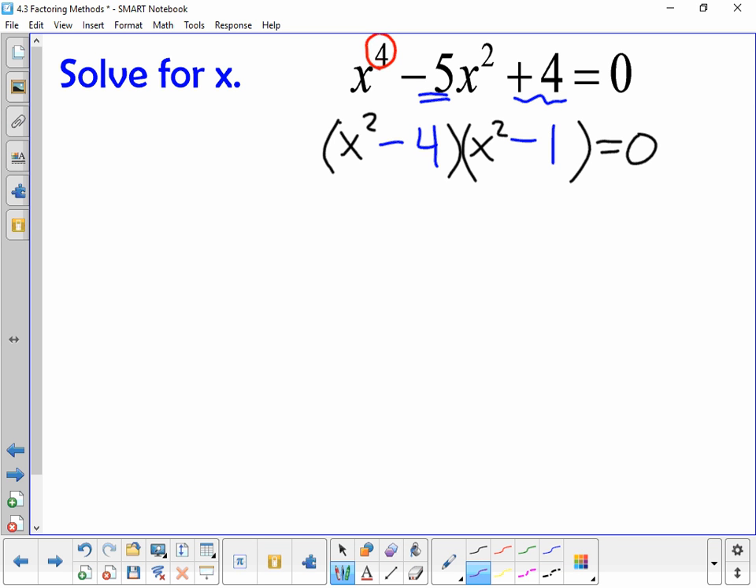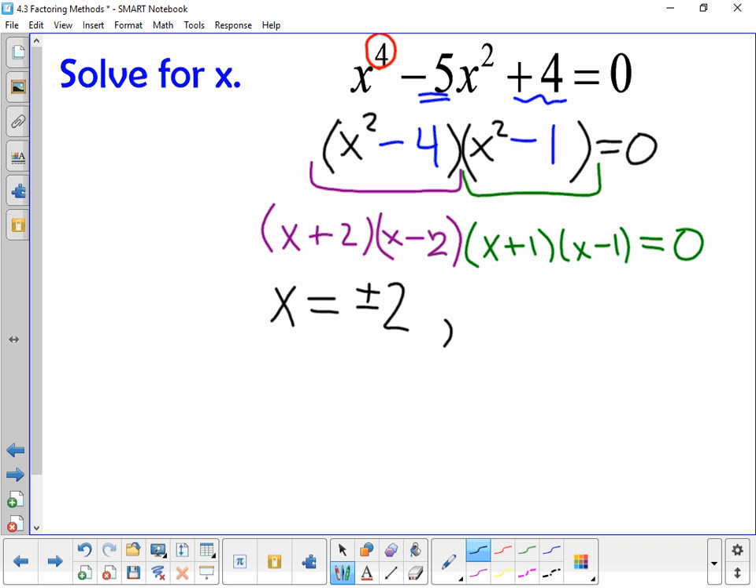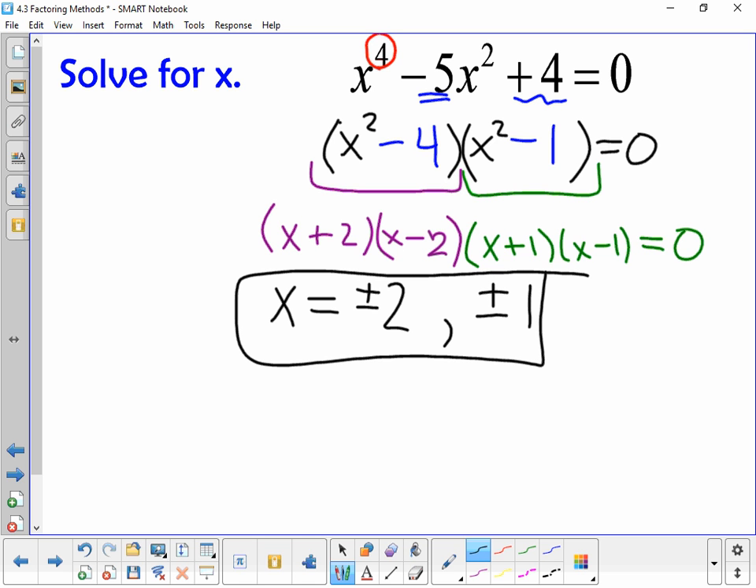And you might notice something about this. We can factor that a little bit more. X squared minus 4 is a difference of squares. It's x plus 2 and x minus 2. And you might notice something about this. It is a difference of squares. We can factor it as x plus 1 and x minus 1. And so now you can see our 4 solutions, positive and negative 2, positive and negative 1. Fabulous.